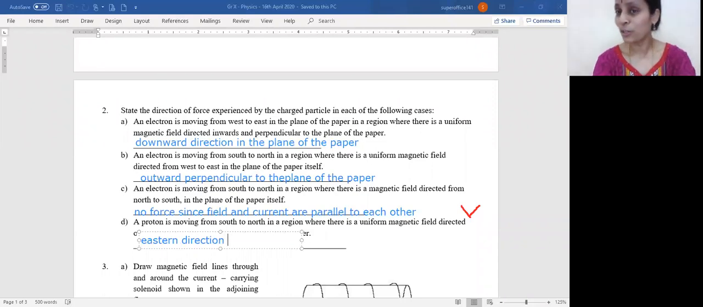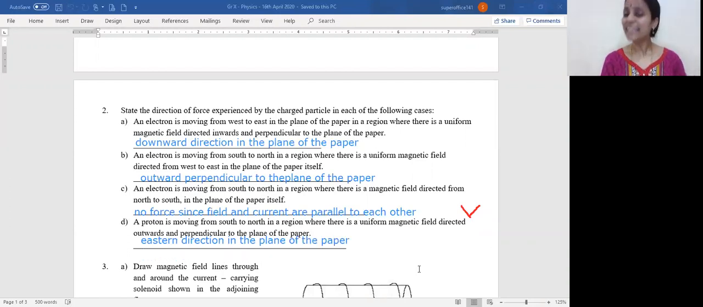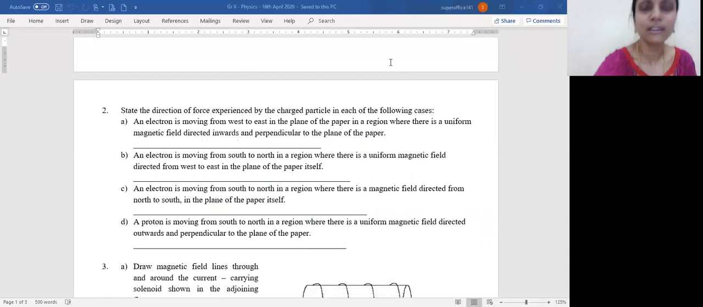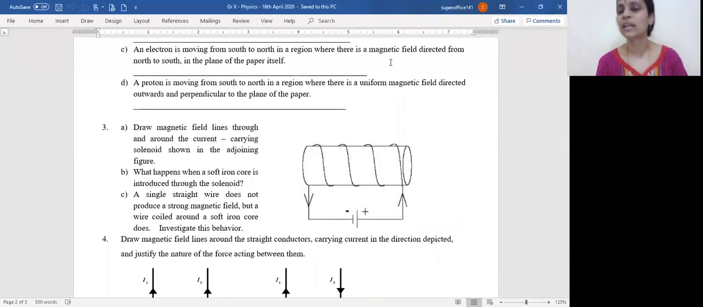And is it going to be perpendicular or in the plane, children? You're right, in the plane of the paper. Is that clear, children? Right, eastern direction in the plane of the paper. Is that clear? So hope the second one is clear. We are moving on to the third question, which is a solenoid. You should be easily able to answer this question.